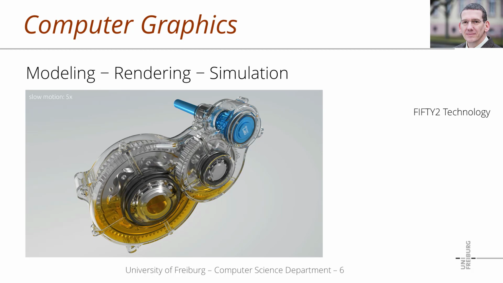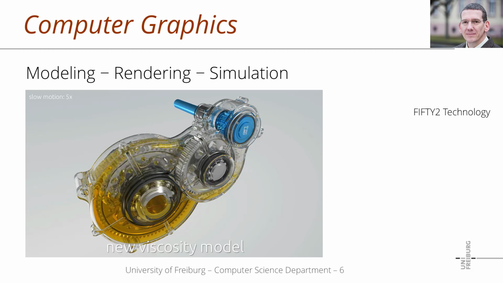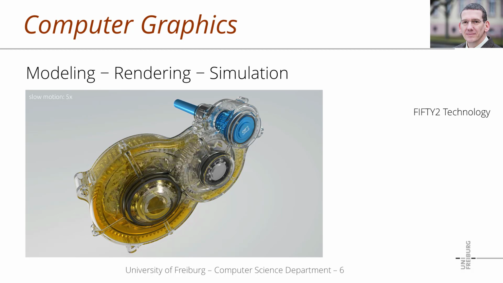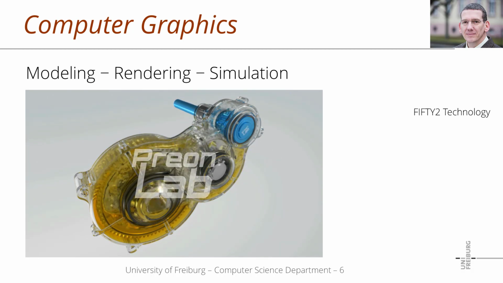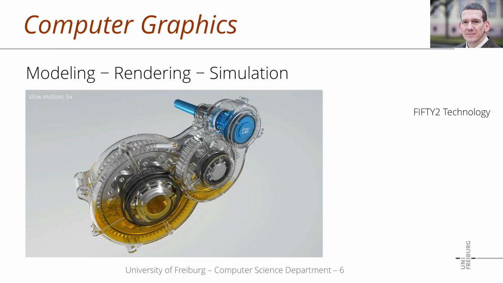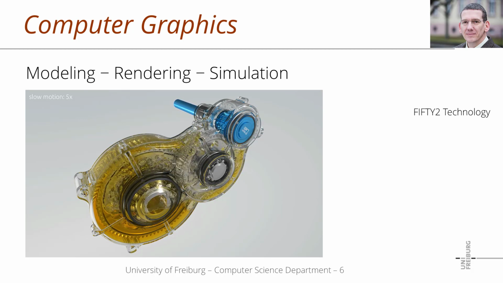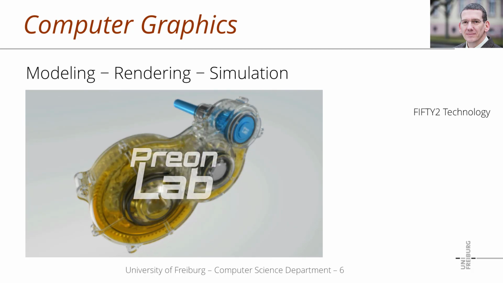Here we have another example from the area of engineering. In this scenario, oil is simulated inside a gearbox. And again, all three aspects play an important role. In terms of modeling, the oil has to be represented, the geometry and the reflection properties of the gears and the gearbox have to be represented, and then the oil has to be simulated, and finally the images have to be rendered.